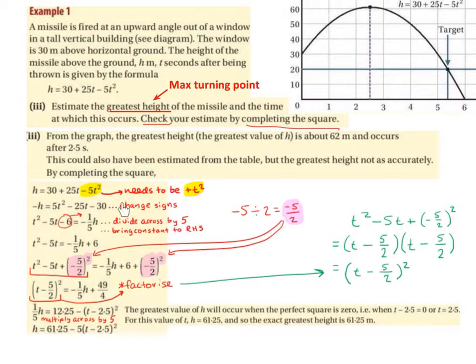So all we did there was change the signs and rearrange our terms. Next, we're going to divide across by 5, because we don't want 5t squared, we just want t squared. So 5t squared divided by 5 is going to be t squared. Minus 25t divided by 5 is going to be minus 5t. And minus 30 divided by 5 is going to be minus 6.